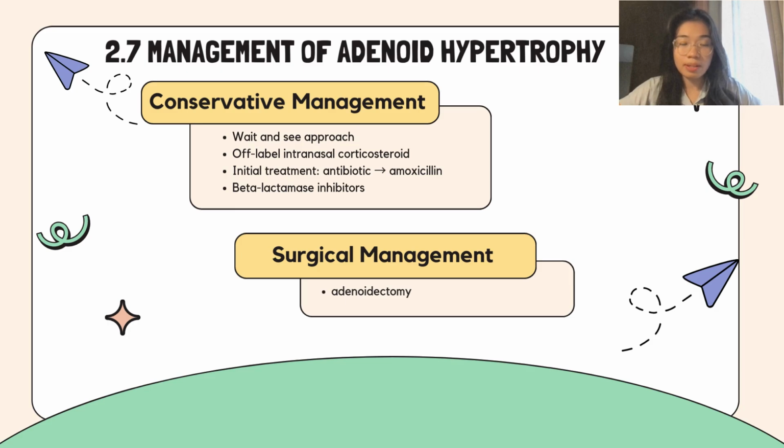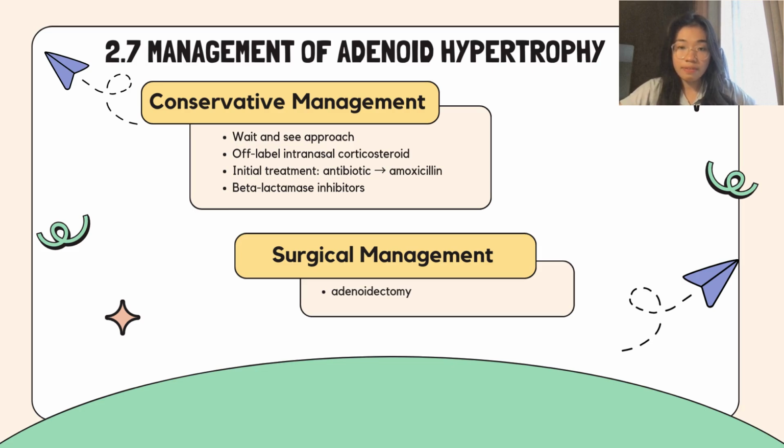So I will explain about the management of adenoid hypertrophy. For conservative management, for patients with adenoid hyperplasia without any other symptom, a wait-and-see approach is a possible option. There is some evidence that off-label intranasal corticosteroid may be beneficial for these patients. Additionally, conservative management should be carefully considered for patients with relative contraindication, such as submucous cleft palate or bleeding diathesis.